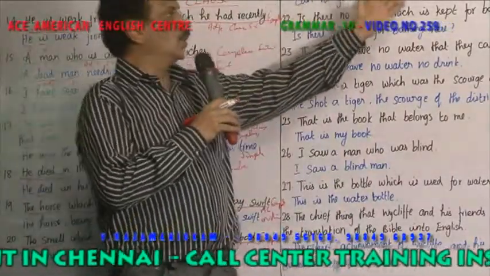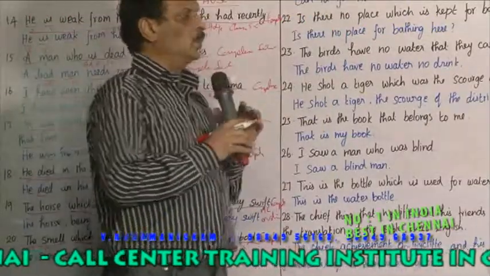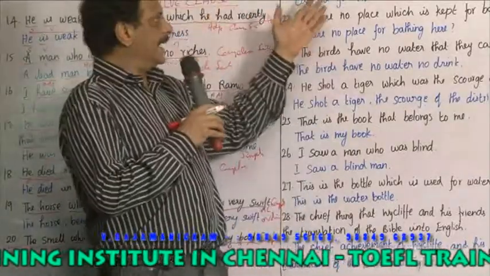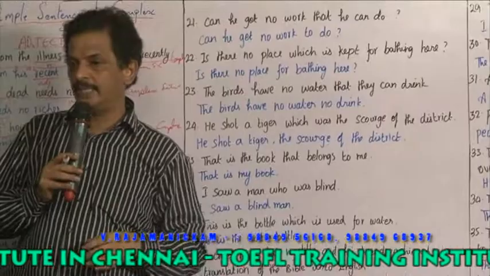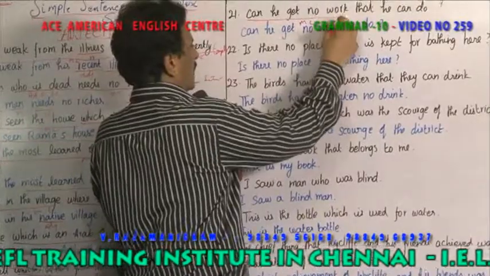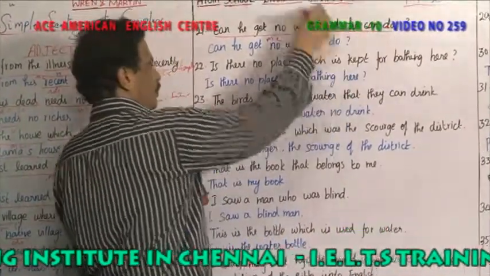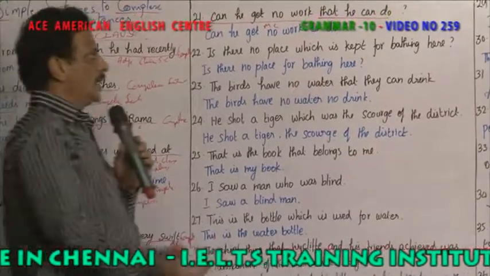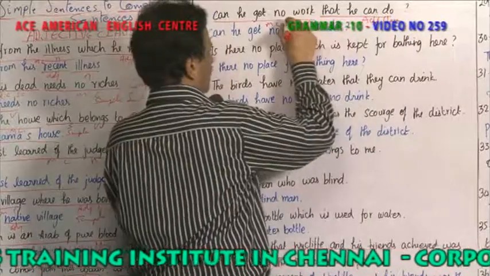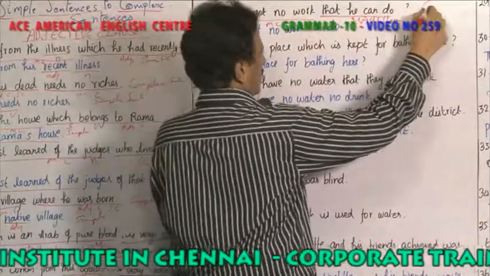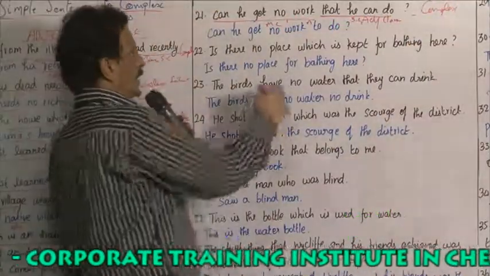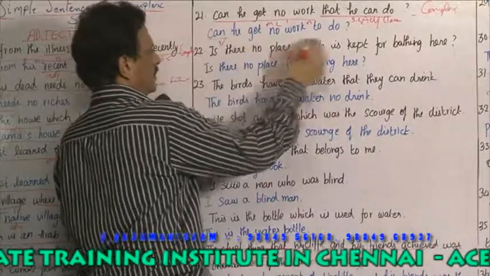Can he get no work that he can do? Anybody, could you tell me which is the adjective clause? Can he get no work? It is the main clause. Work is a noun. The work that he can do. So, that he can do is an adjective clause describing the work. This is the main clause. This is a subordinate clause. So, it becomes a complex sentence. How do you change it into a simple sentence? Can he get no work to do? Only one verb, so it is a simple sentence.